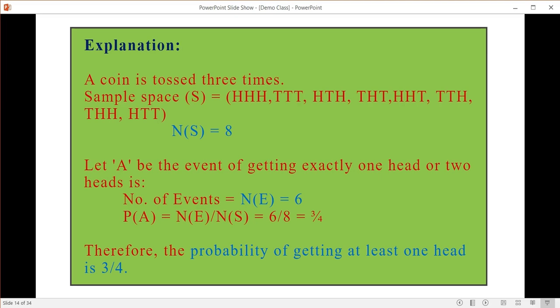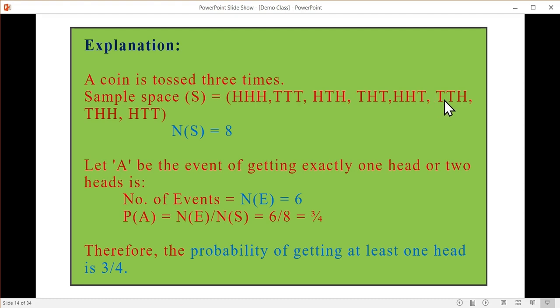suppose in all the three times we are getting the head value. So that is the first one, H, H, H. In all the three times we are getting the tail. In the first and third time we are getting head value, in the second time we are getting the tail. In the next one, in the first and third time we are getting tail, in the second time we are getting head. In the next one, first two times we are getting head, and the last chance is tail.